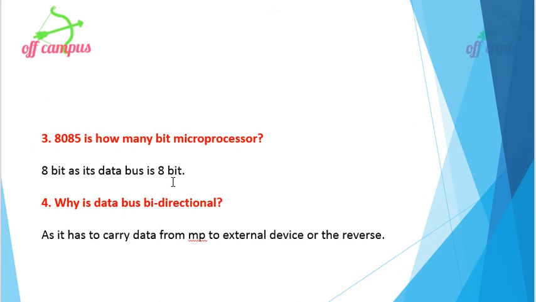Then question 4, why is the data bus bidirectional? It has to carry data from the MP, that is the microprocessor, to an external device or the reverse, which means it has to carry data from the microprocessor to an external device or vice versa, from an external device to the microprocessor. So the data bus is bidirectional.